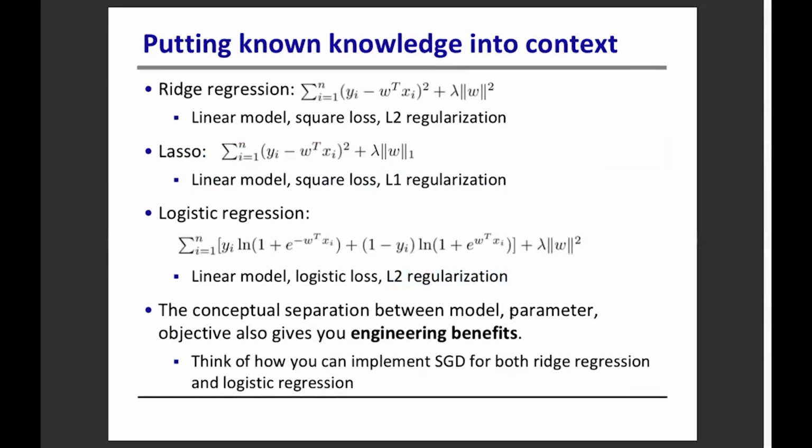The conceptual separation between model, parameters, and objectives gives you the engineering benefits. So there is model, there are parameters, and there is an objective function. I hope we are all clear about these three, right? Think of how you can implement SGD for both ridge and logistic regression. SGD being a really generic algorithm, no matter whether you are using the objective function of logistic regression or ridge regression, the algorithm remains the same. The only thing you need to plug and play is the model, which could be your SGD, the parameters would be different based on the model, and the objective function could be anything else, right?